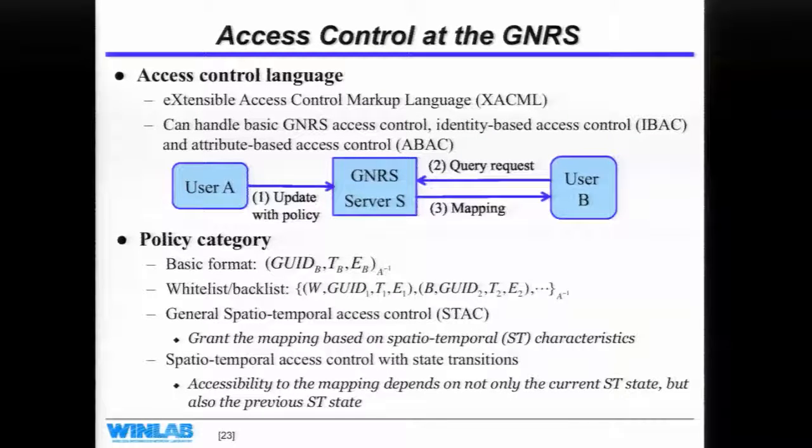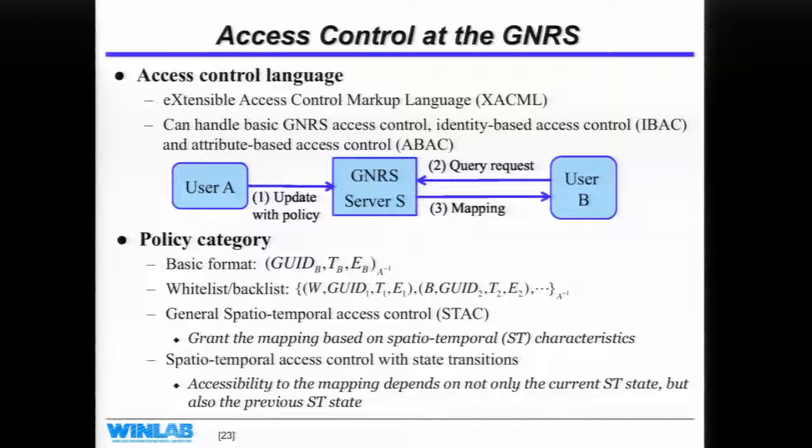Another user B comes to S asking for a mapping. S goes back to check A's policy. The policy can be a whitelist, blacklist, or other forms of policy. And S checks: you do meet those requirements, so B, here's the mapping you're asking for. Or no, you don't, so you will not get the mapping.